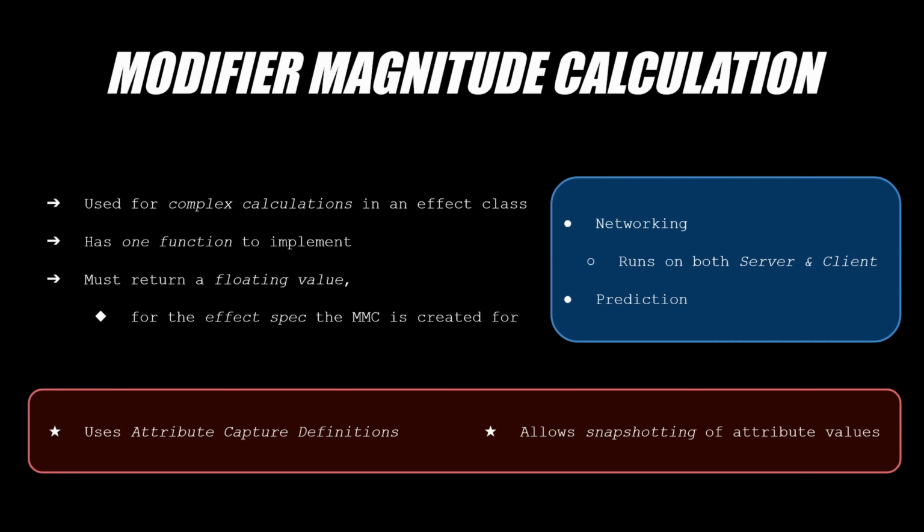MMCs can run on both server and client and fully support client-side prediction. They also operate with something known as attribute capture definitions that capture attribute values of source or target at the time the effect spec is created or applied. These attribute capture definitions also allow snapshotting or not of the attribute values, meaning snapshotting will use the value at the time of creation of the effect spec by the caster, or no snapshotting means using the current value of the attribute at the time of the calculation.